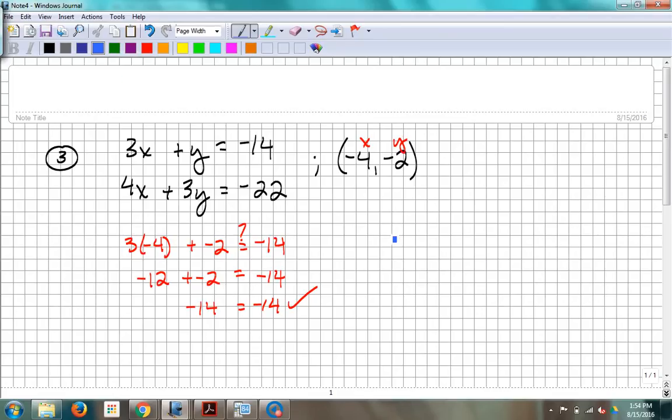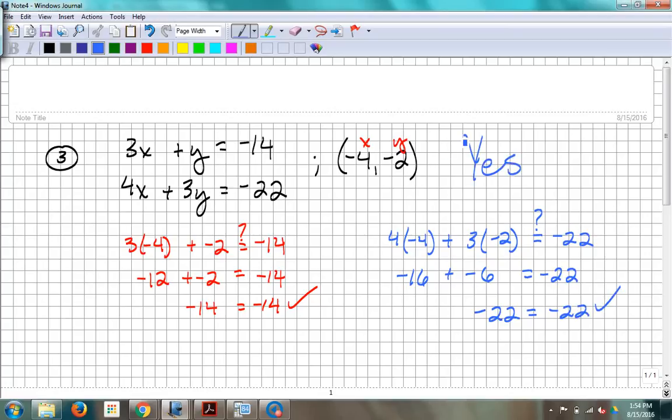So we'll plug that in. 4 times negative 4 plus 3 times negative 2. We want to know, does that equal negative 22? We're trying to decide if that's true or not. So that'd be negative 16 plus negative 6. And that is negative 22. So yes, it is a solution to that system.